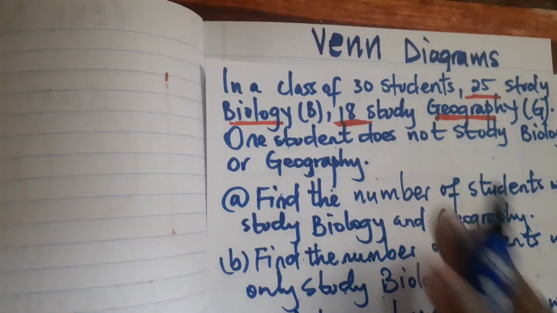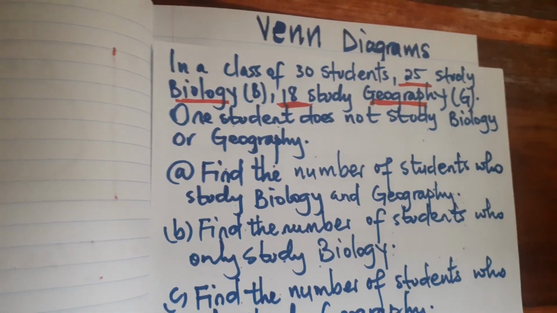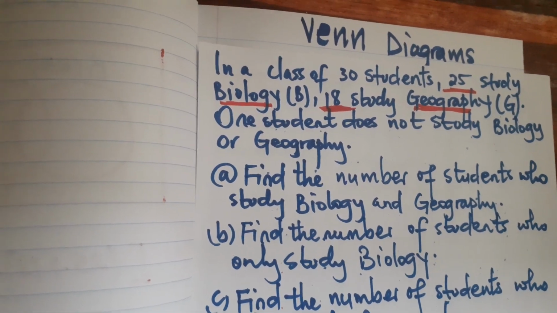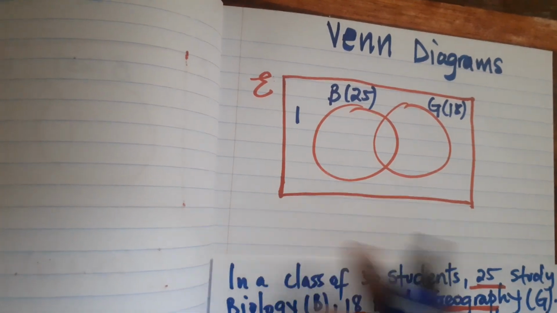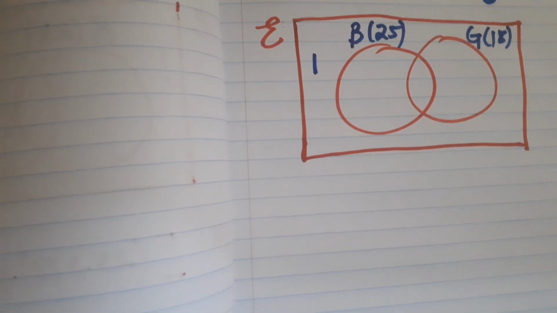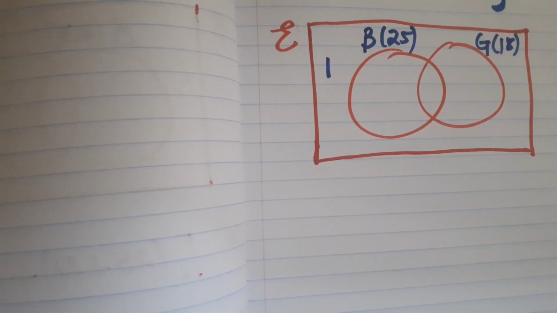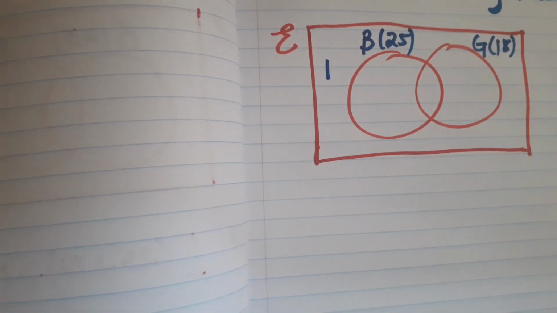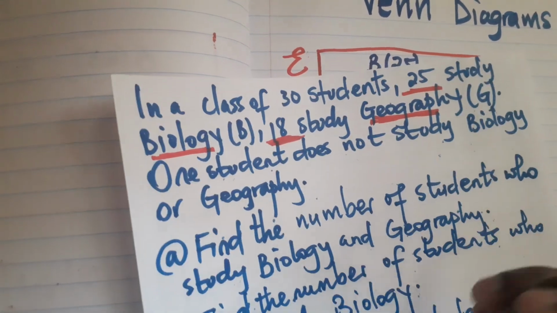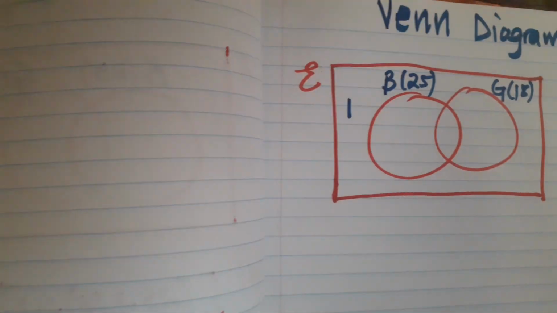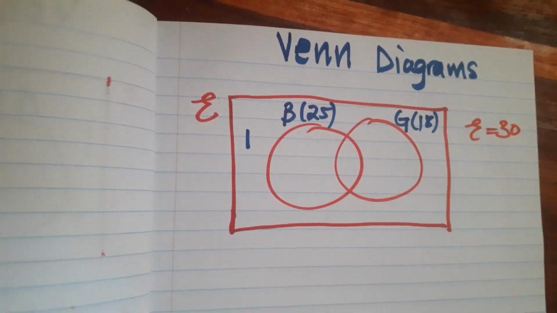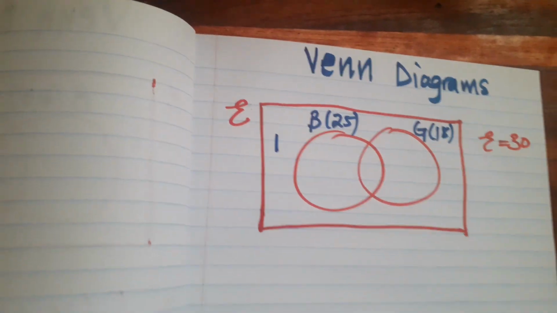Now let's look at letter A, which says find the number of students who study biology and geography. We are now looking at the intersection of biology and geography. Now, in order for us to solve that, we need to remember that the universal set contains 30 students. So we have to take note of that. Our universal set has 30 elements.